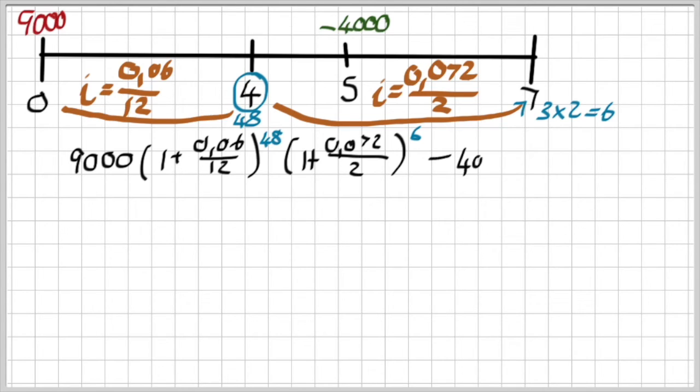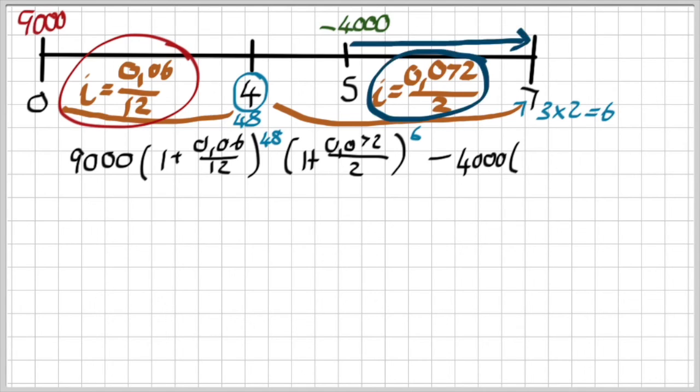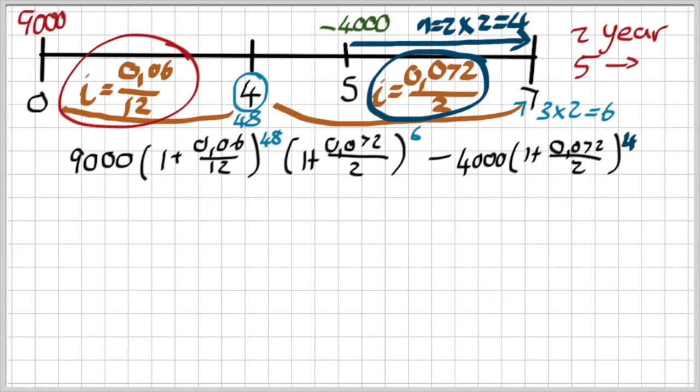But that 4,000 Rand is going to run at which interest rate? Is it going to run at this 0.6%, or 0.606? Oh my goodness, my tongue is tying here. Is it going to run at 6% compounded monthly? No, it's not, so I'm not going to put that in. But it is going to run at the 7.2% compounded semi-annually. So I'm going to put that in. But now the question is, for how many half years? For 4 of them, because it's a 2-year period between 5 and 7. So in other words, 4 half years.